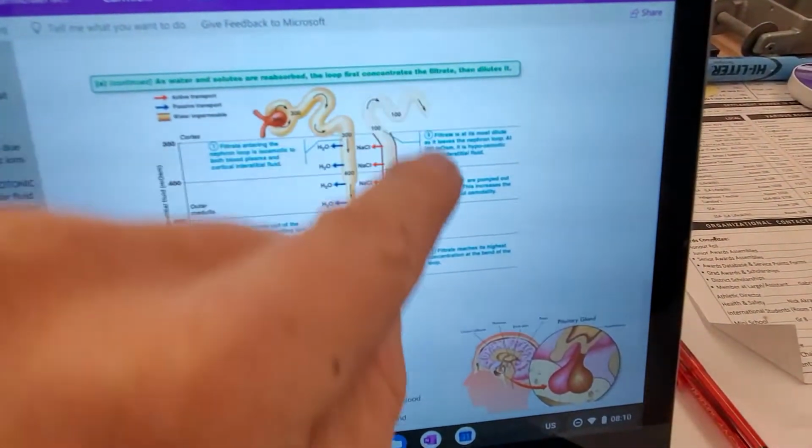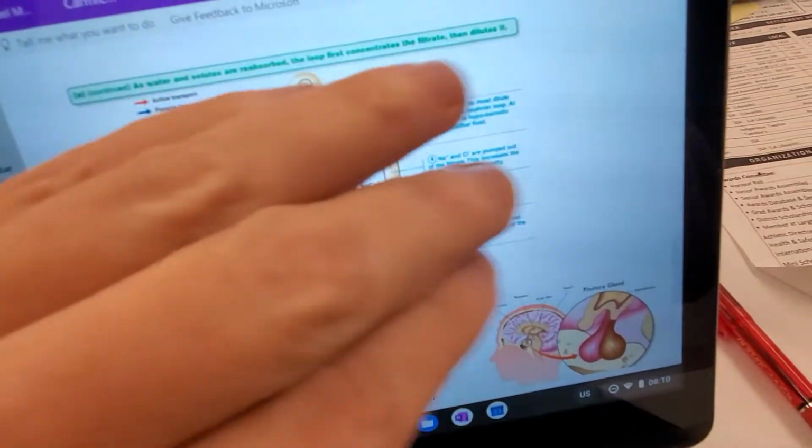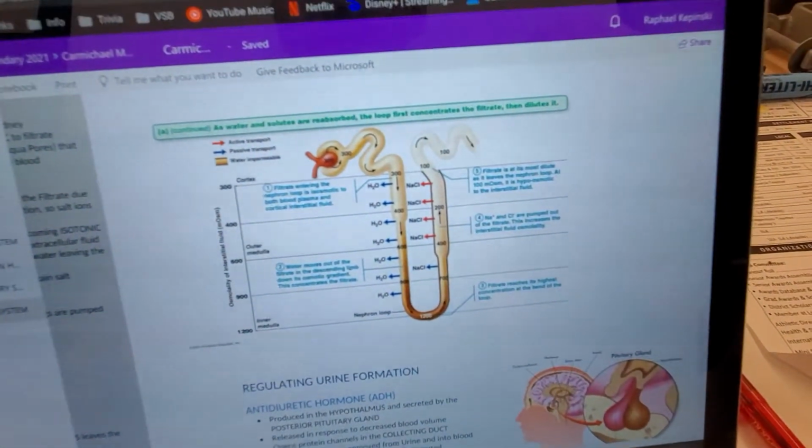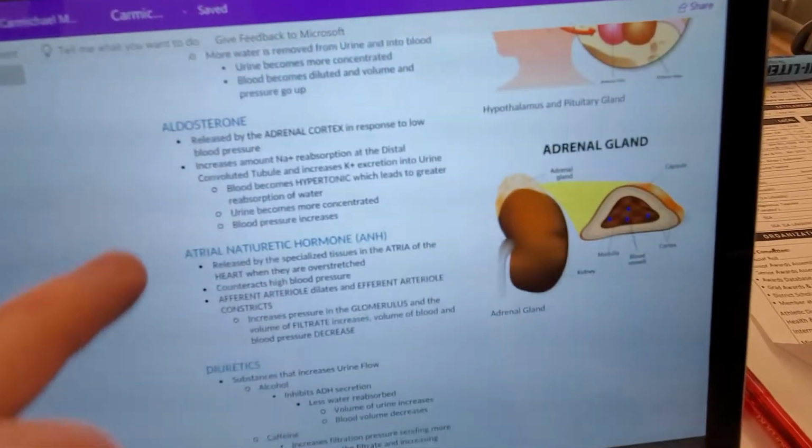Blood volume goes up. It basically does the same thing as ADH. The effect is the same, especially here. More water will be pulled out. So what happens is there's a stronger osmotic gradient into the blood, because the blood is saltier, because this area is saltier, so the water is pulled out more. The effect is basically the same as ADH.